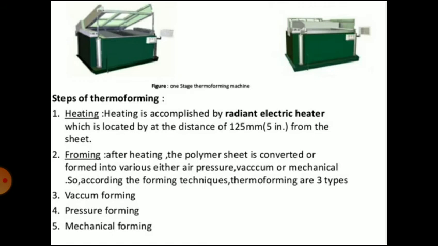So according to the forming techniques, thermoforming is of 3 types. First type of thermoforming is called vacuum forming. Second type of thermoforming is called pressure forming. And third is mechanical forming. So that is according to the forming technique, used for forming the sheet into various shapes.